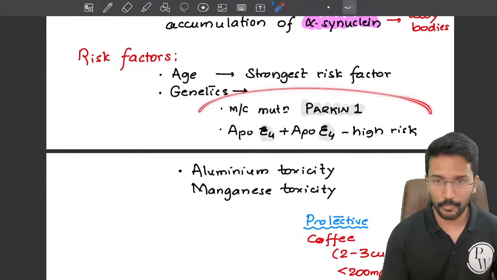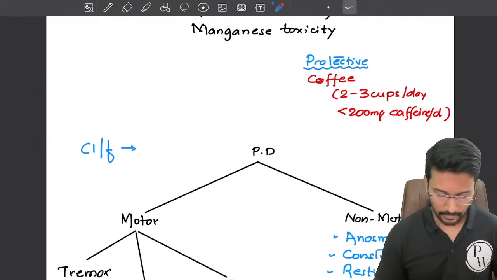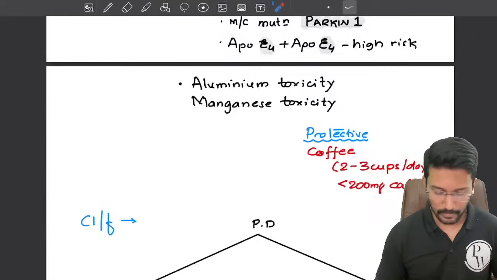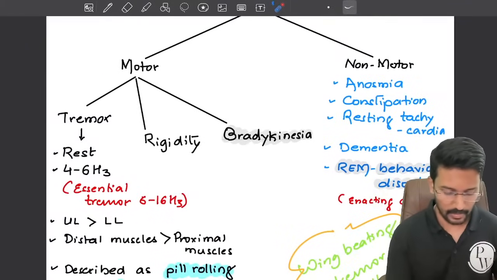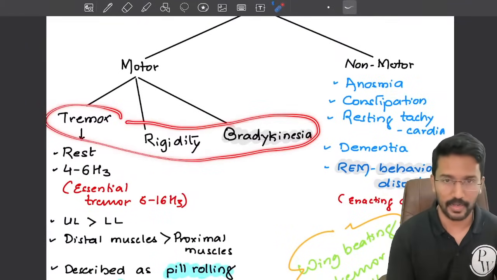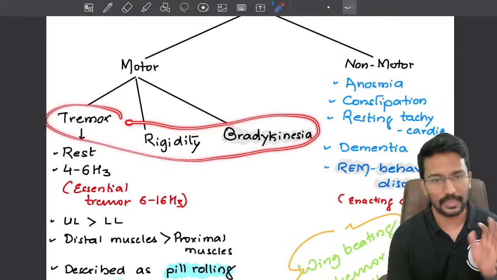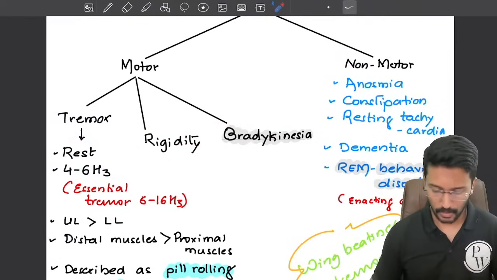They will ask you about the mutations, right? Then they will ask you about the cardinal symptoms of Parkinson disease. Cardinal is nothing but tremor plus rigidity plus bradykinesia, or motor symptoms are called as cardinal symptoms. Okay.